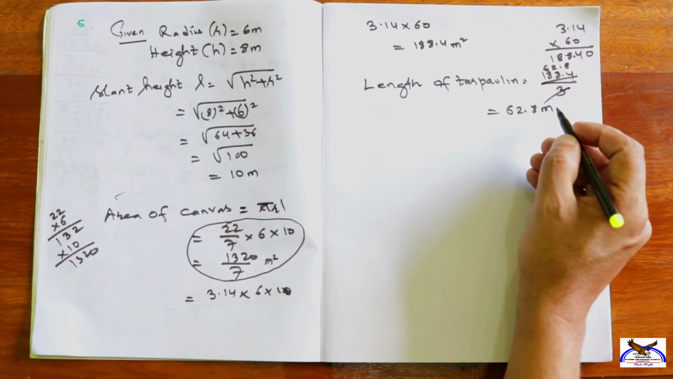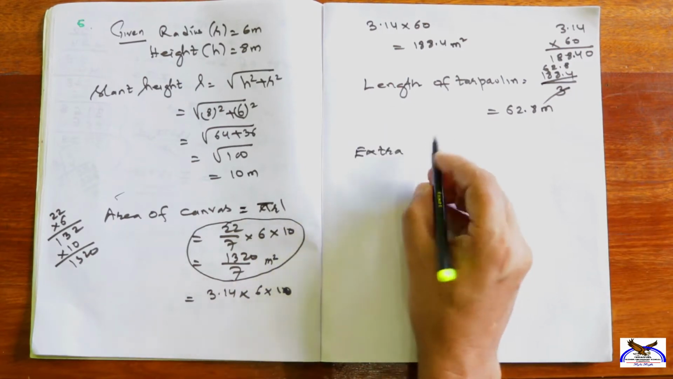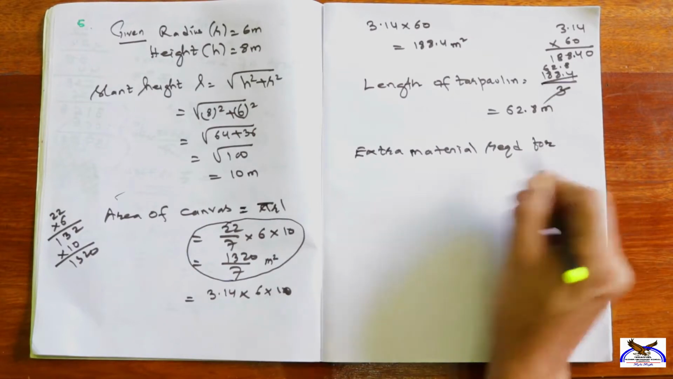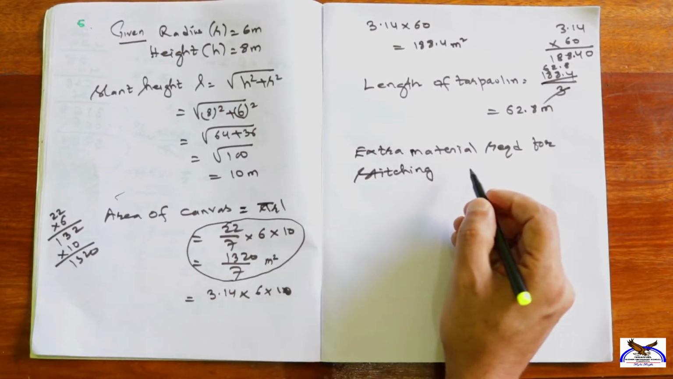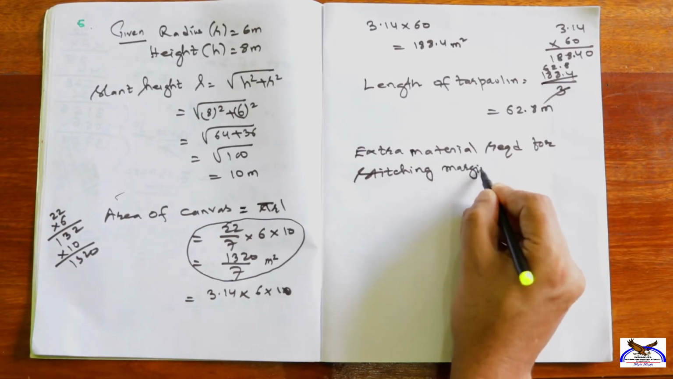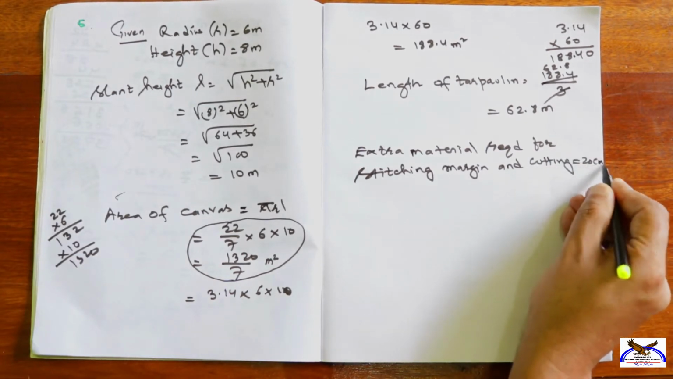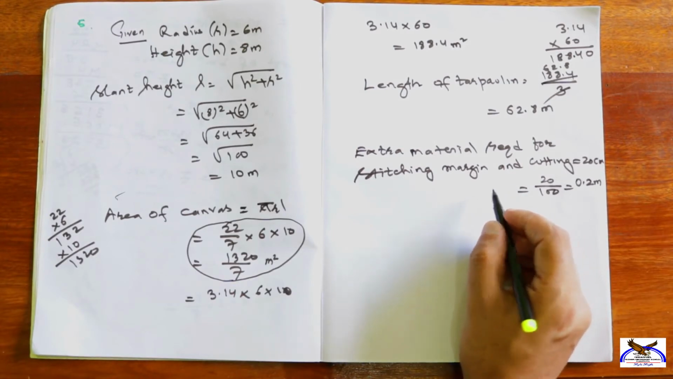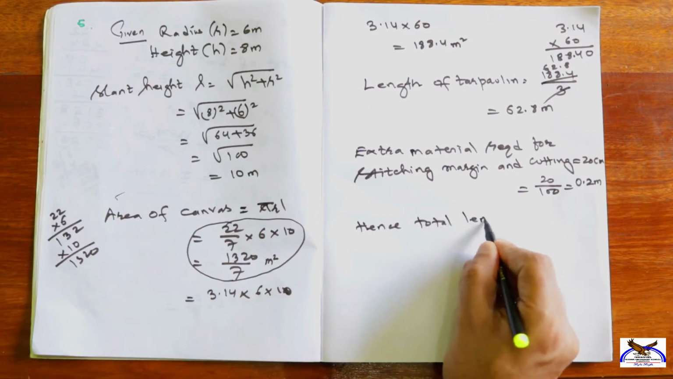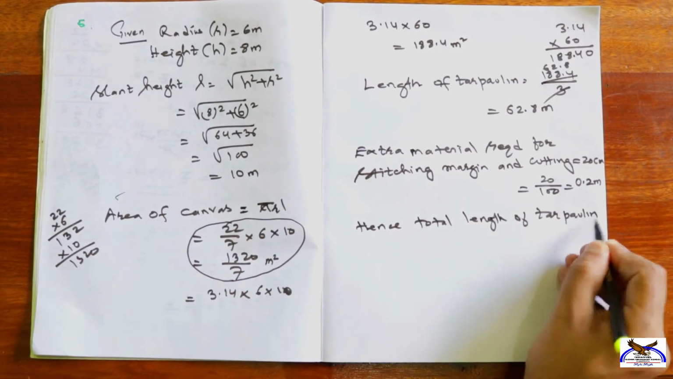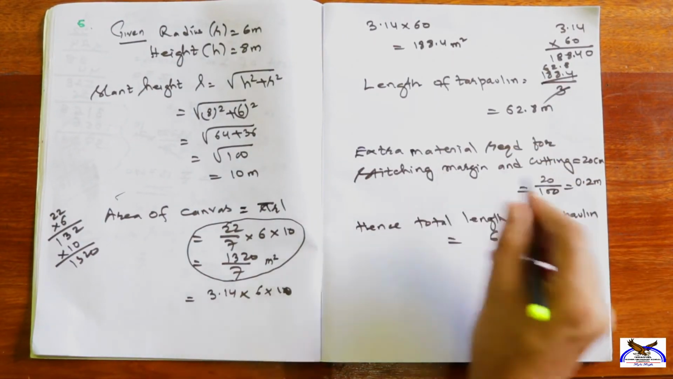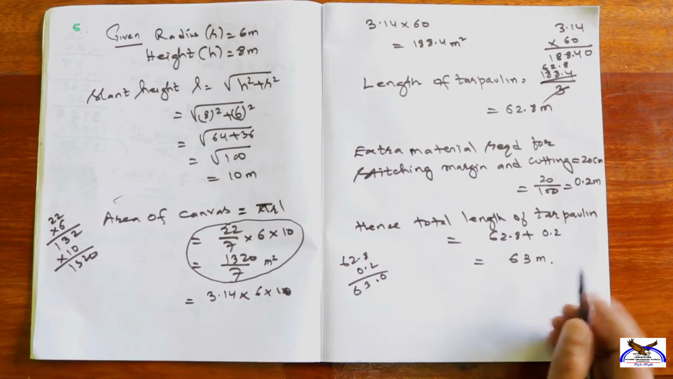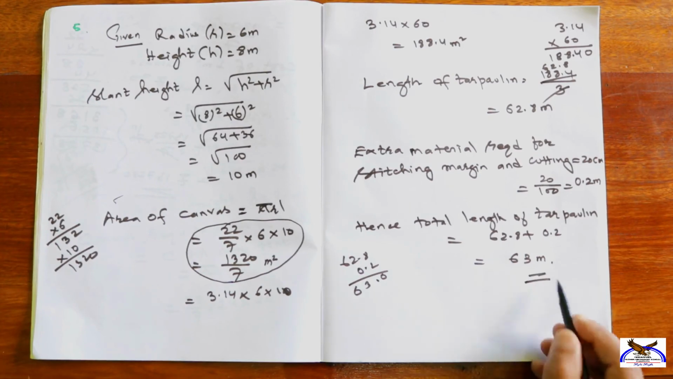Extra material required for stitching, margin and cutting is given as 20 centimeters. So we have to convert into meter, 20 by 100, 0.2 meter. Now the total length of the tarpaulin is 62.8 plus the extra material 0.2. You add both, that is 63 meter. Okay, this is the end of exercise 13.3 part 1. We'll continue with part 2 in the next class.